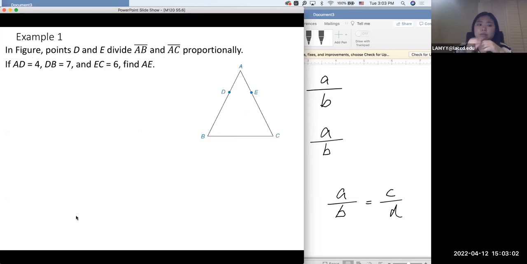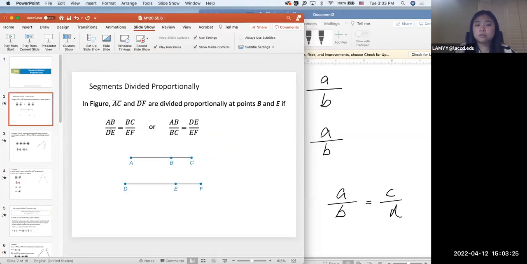Example: in the figure, points D and E divide AB and AC proportionally. If AD equal to 4, DB equal to 7, EC equal to 6, I want you to try to find AE. Try to do it by yourself. Use the proportion like this part here. Try to write down the formula first and then plug in the numbers. Try example 1.